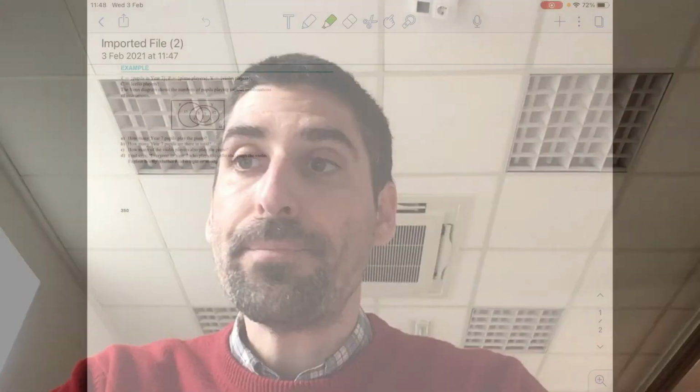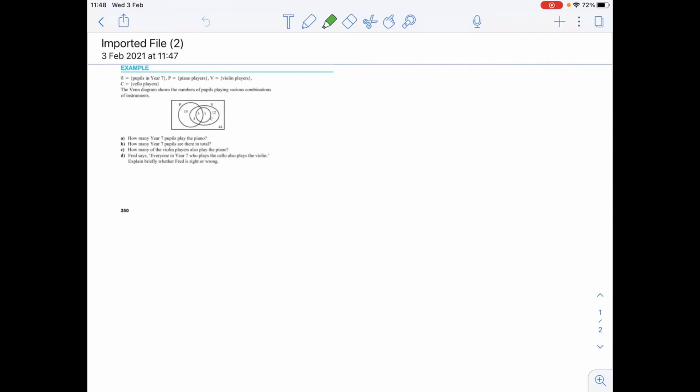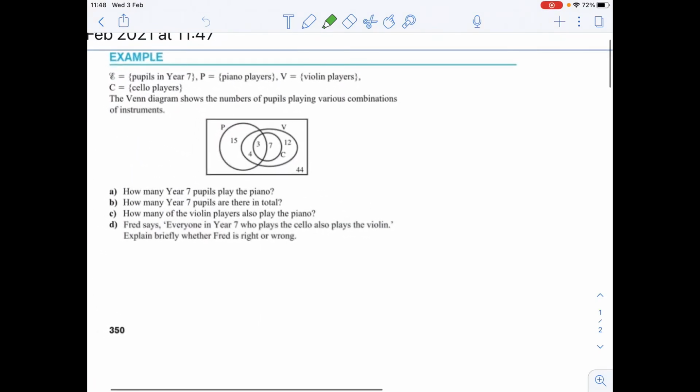So let's get going. Okay, here we are. This is example one. This is where they give you a Venn diagram and you have to answer questions. My universal set is all the pupils in year 7. Set P is the pupils that play the piano. Set V is the students that play the violin. And C is the set of students that play the cello. And that's my Venn diagram.